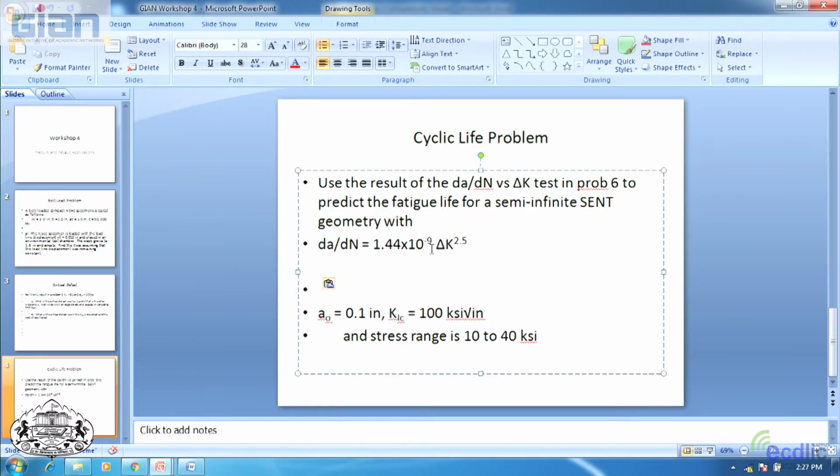There it is on the sheet, the DA/DN. Copy and paste works on this computer, which is a good feature. Saves you from a lot of writing.